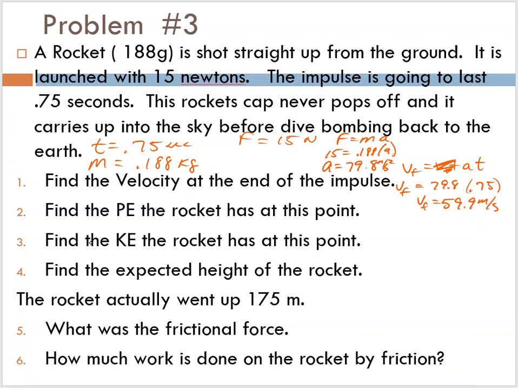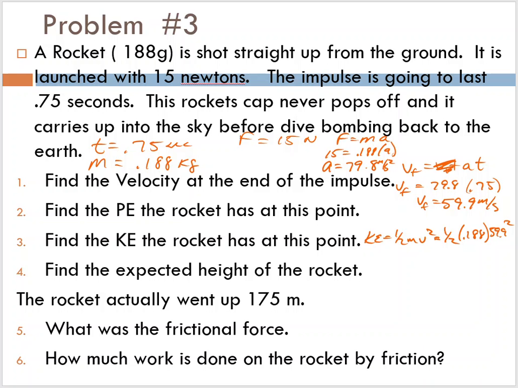I'm going to skip number 3 because we just talked about speed. It says find the kinetic energy at this point. Well, the kinetic energy is 1/2 mv squared. So that's going to be 1/2, the mass is 0.188 and their velocity is 59.9 squared. Find that kinetic energy. Pause it. Find it.